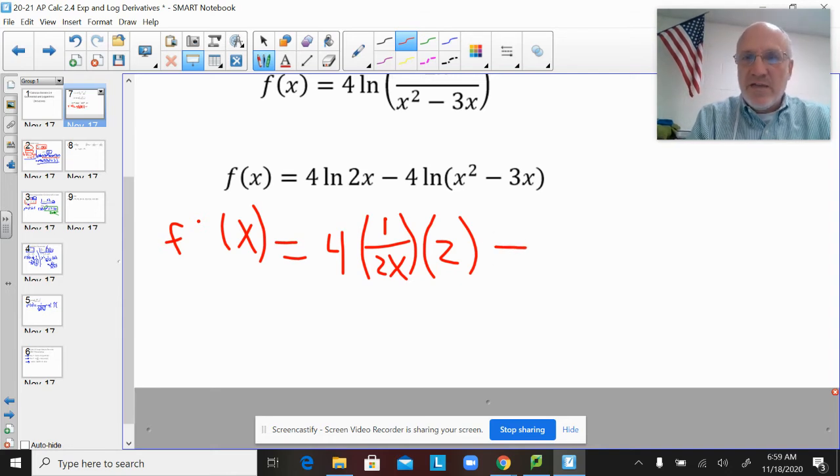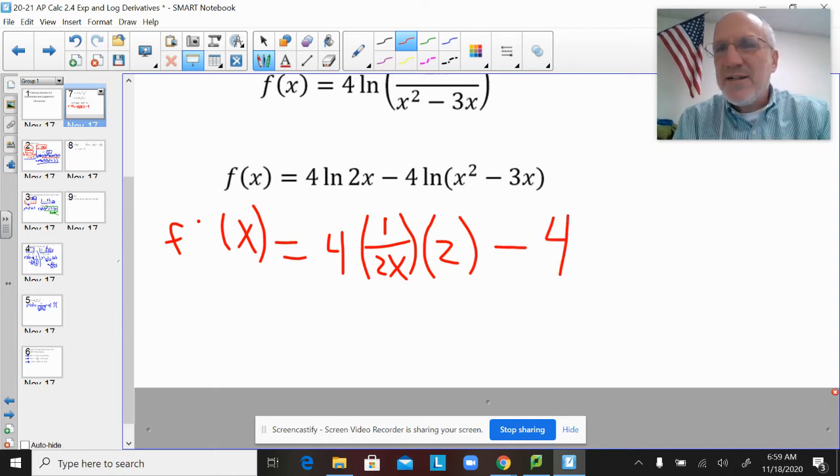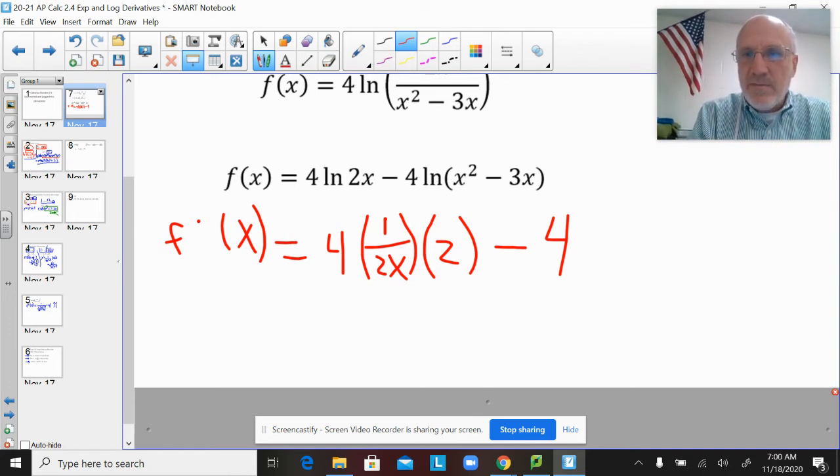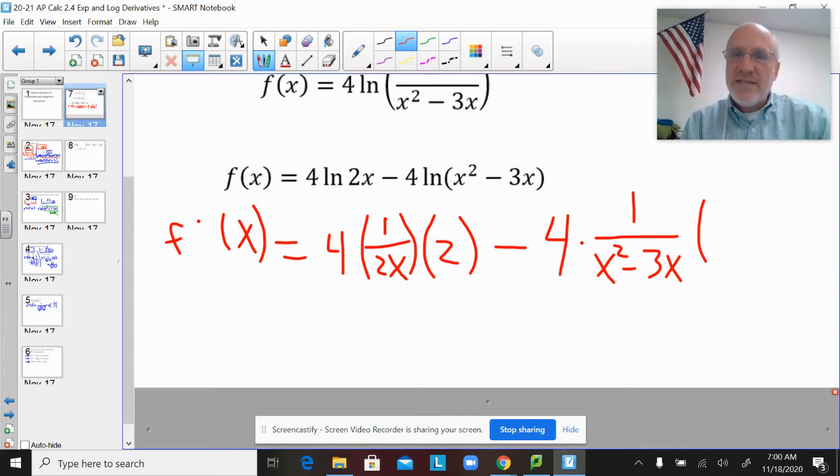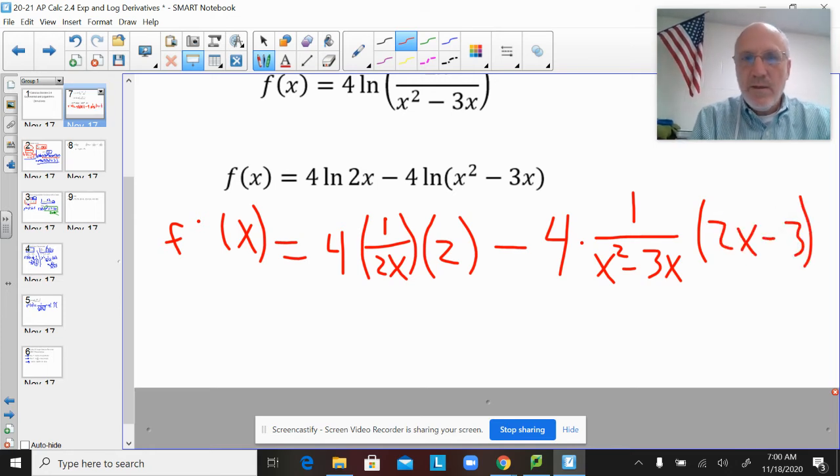And the second one is I have just a 4. That's just a constant, the constant multiple rule, just bringing that forward. And then times the derivative of the natural log of something is 1 over that something, x squared minus 3x. And then the chain rule says times the derivative of the inside, and the derivative of x squared minus 3x is what? 2x minus 3. How can I clean this up? Let's see here.